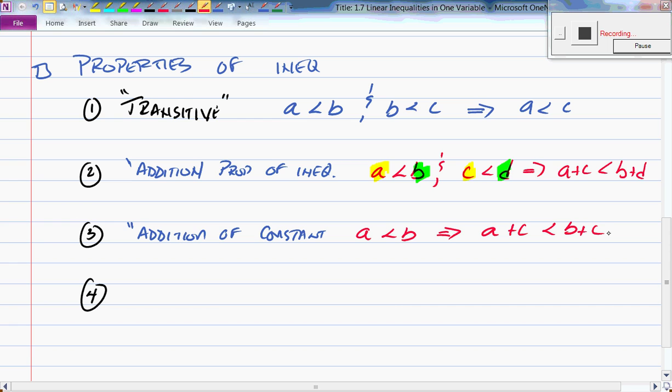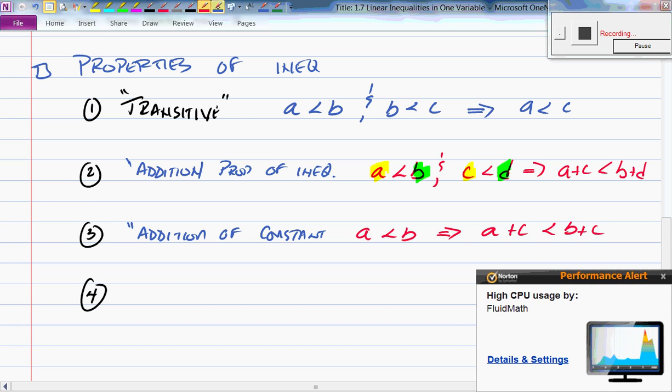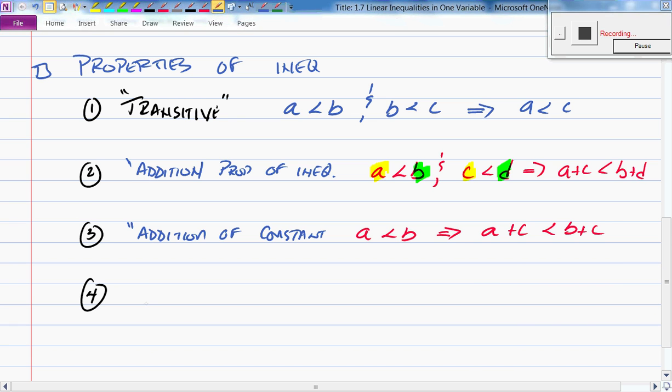There you go, right? We use that all the time when we solve these things, but we don't even realize that that's what we're doing, right? We use it all the time. We use it forwards and backwards. And the last one is the multiplication, right?